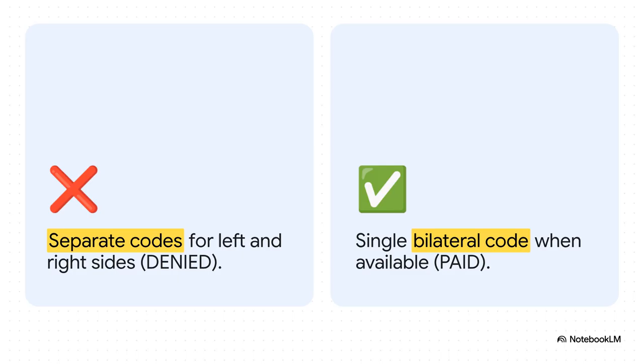Imagine trying to slide two separate codes onto a claim form, one for the left eye, one for the right. If a single bilateral code actually exists in a manual, the payer's system is going to instantly hit the brakes and block those two separate codes. Submitting separate left and right codes when a combined bilateral code is available isn't just a minor mistake, it's a massive compliance error. You have to use that single specific bilateral code.